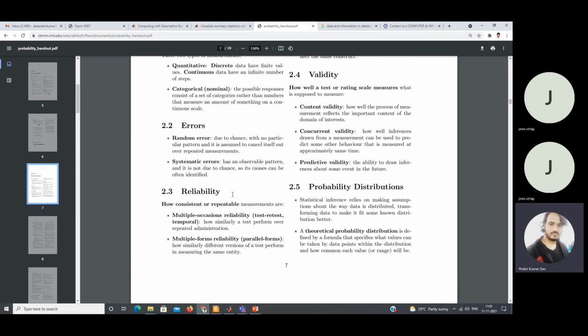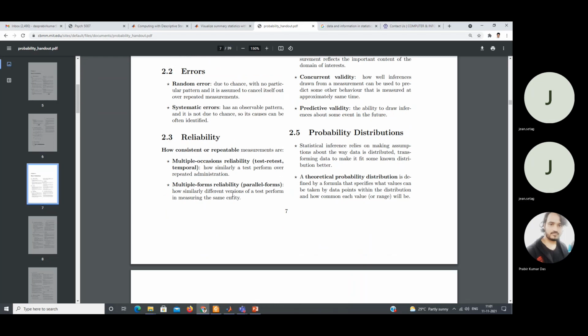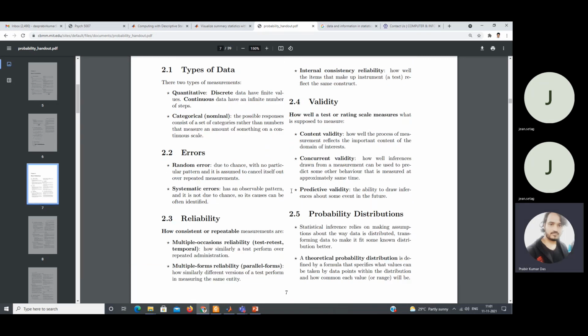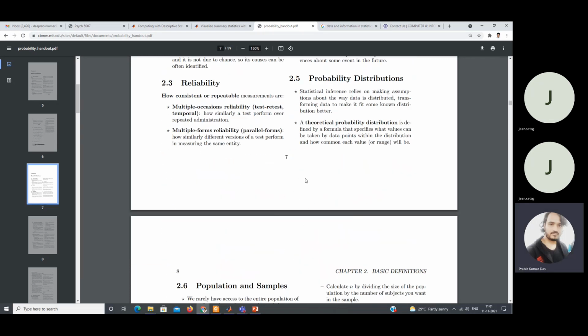Which statistical method would be used, sir, in the case of reliability? Reliability itself is a statistical measure. There are a lot of things, R square and all those things. There is also validity, all those things.